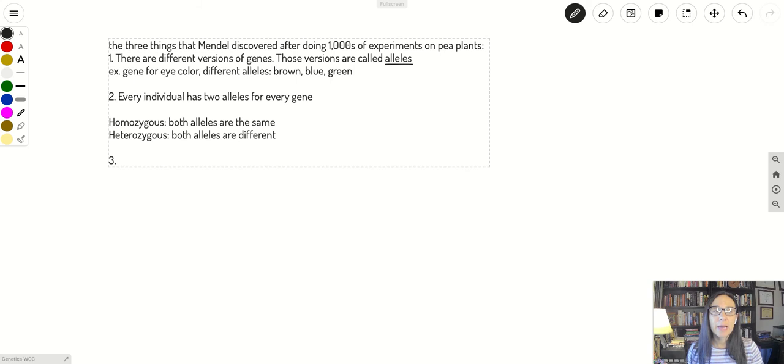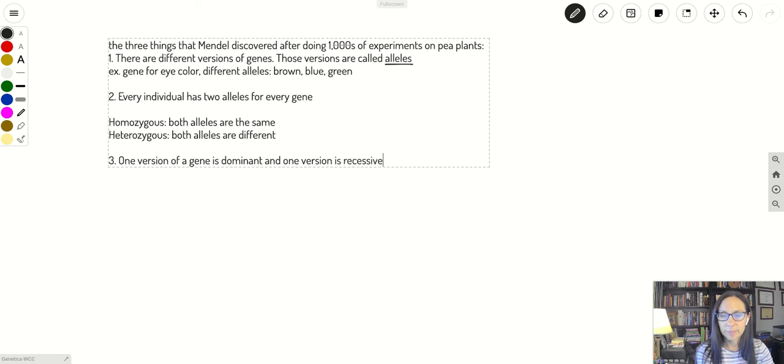The last thing is that with alleles, there is one version that is dominant, and one version that is recessive. Okay. So one version of a gene is dominant, and one version is recessive. Sometimes there are more than one dominant one, just so you know, but for now we're just sticking to two alleles, one dominant, one recessive. And when we're talking about a gene, for example, we designate a capital letter for the dominant allele and a lowercase version of that letter for the recessive allele.